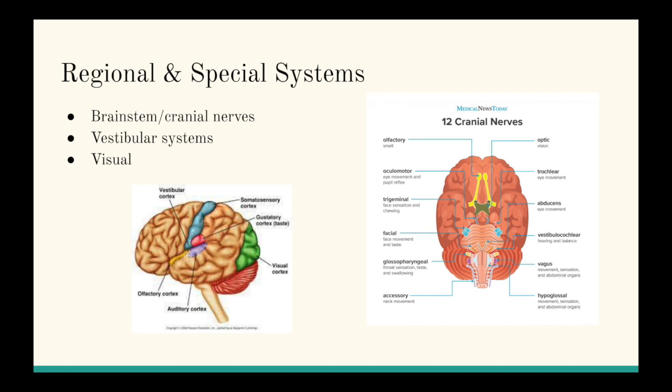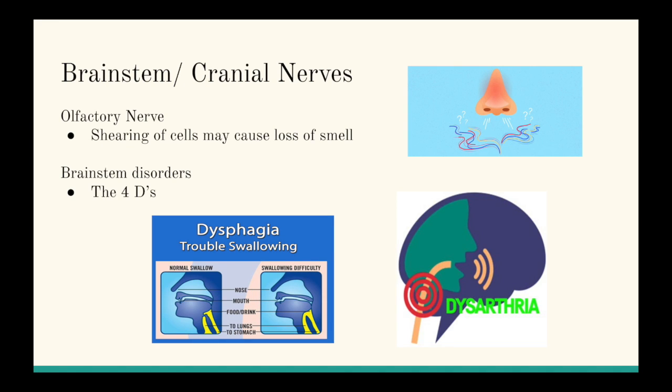The regional and special systems include the brainstem/cranial nerves, vestibular systems, and the visual system. If the injury was to an individual's brain, the brainstem and/or cranial nerves could be involved and damaged. TBIs can result in olfactory dysfunction from damage to the olfactory nerve. Olfactory cells are located in the cribriform plate, which is vulnerable to facial or head traumas. Those cells then shear or tear, which leads to loss of smell, or anosmia, for some individuals.